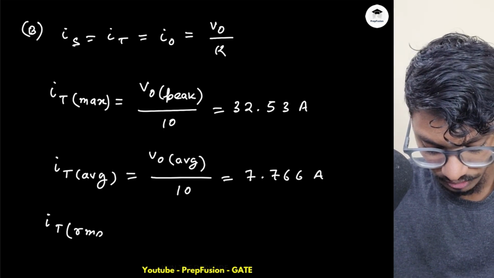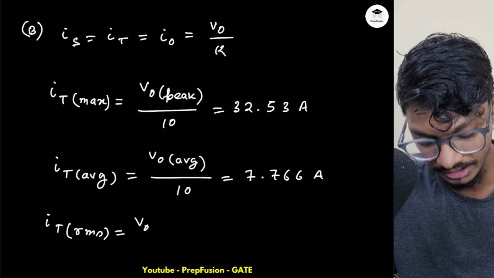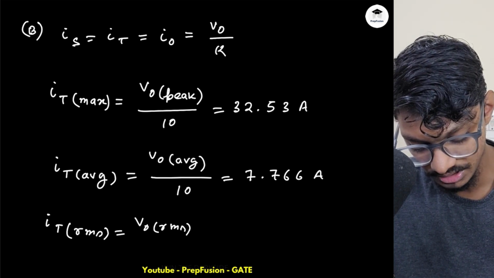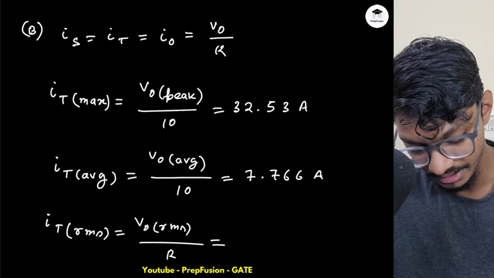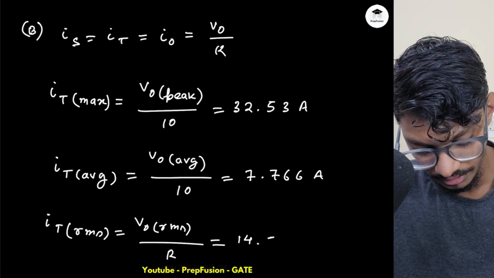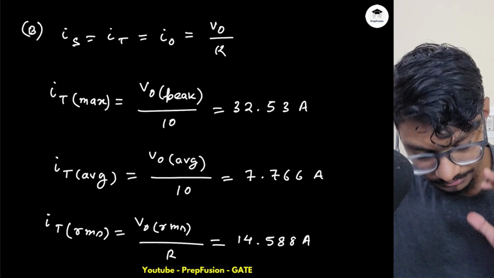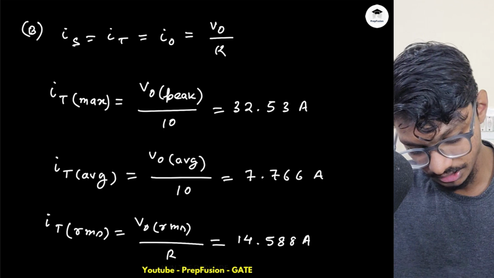Okay. Then what is IT RMS? IT RMS will be simply VO RMS, because V equals to IR, right? It always follows VO RMS divided by R. Again I will divide by 10. So if I divide by 10, it will be 14.588 amperes. So this will be my IT RMS, right? So all these are very easily solved.